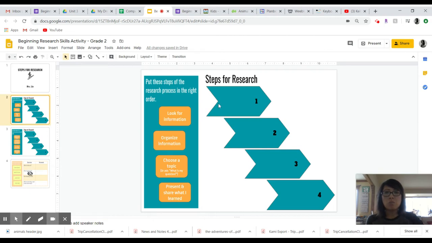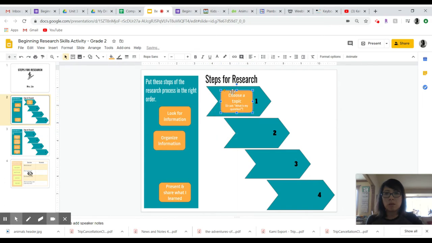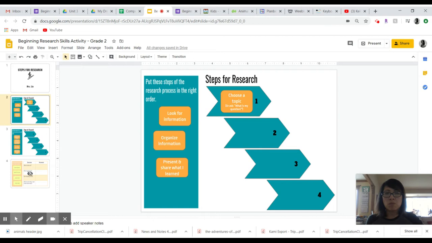Okay. Well, before we can start looking for information, what we need to do is to come up with a topic, right? We need to come up with a question that we're interested in. So I'm going to move that box into the right place. All right. And then now that we have a topic, what do you think the next step would be? Okay. The next step after we have chosen a topic would be to look for information.